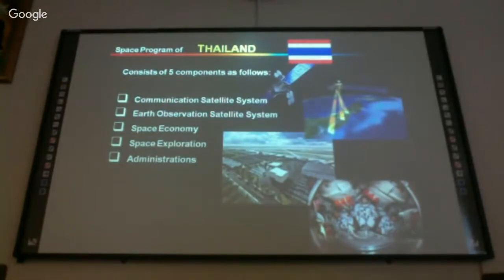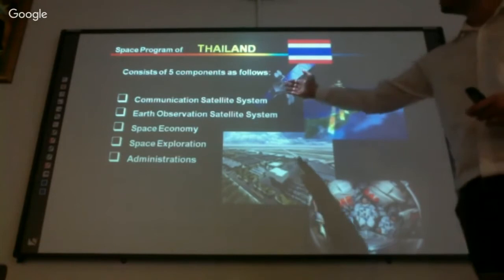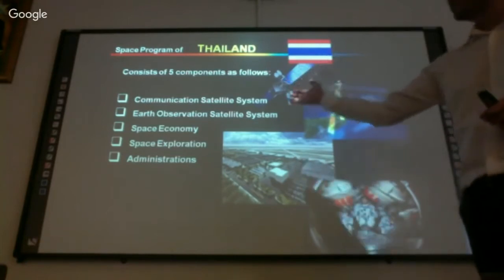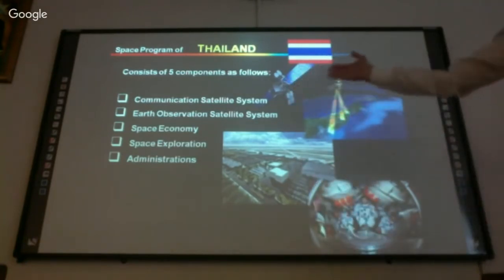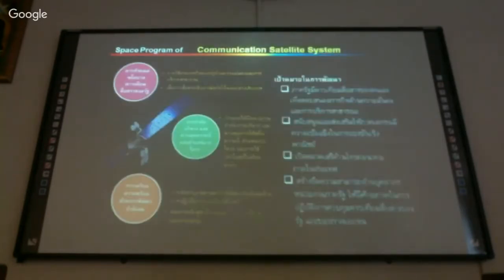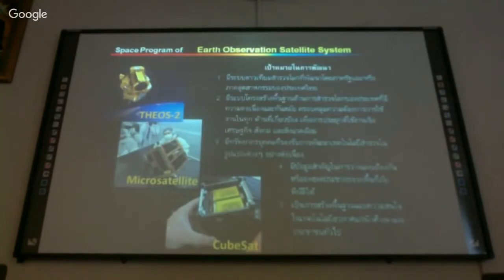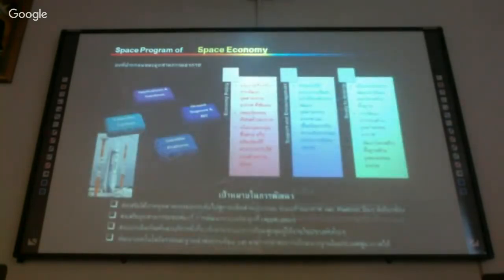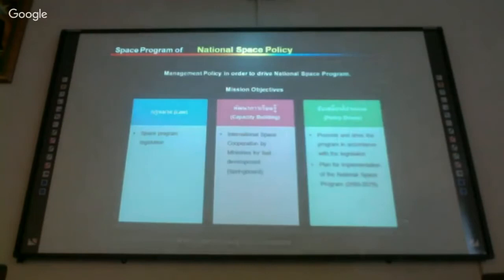We aim to have five components for the space program: communication, satellite system, Earth observation, and space economics. It's very important for space exploration and administration, right? Like NASA, something like that. Earth observation, space economy, and space operations.